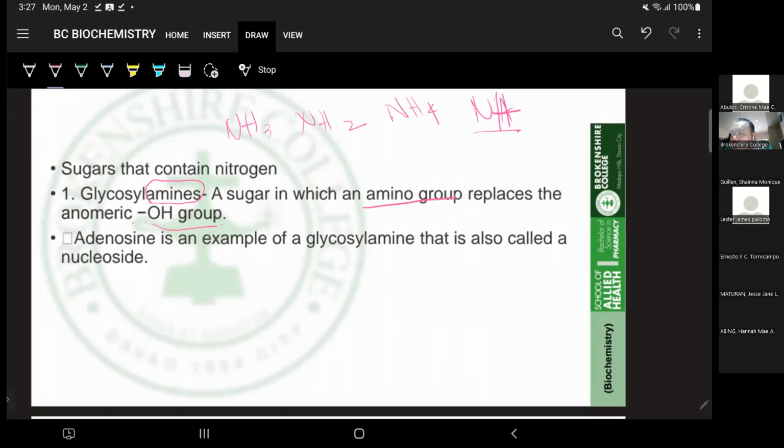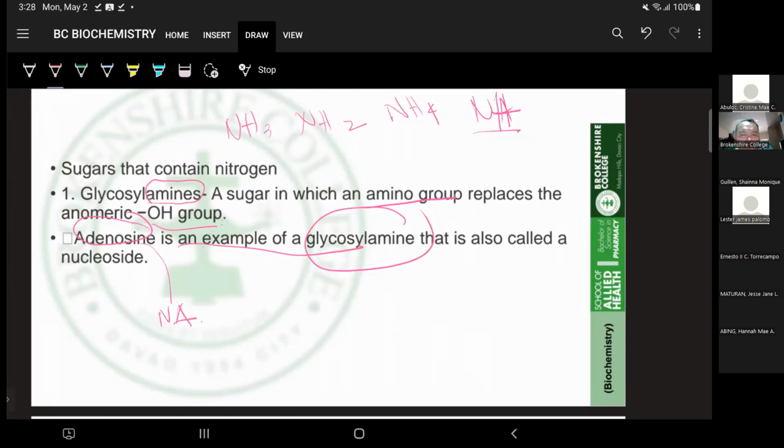glycosylamines rather. So adenosine, okay, di ba your adenosine is a nucleic acid, no? It's an example of a glycosylamine that is also called your nucleoside. So again, nag-vary ang name sa structure in terms of the functional groups that are being added due to reactions.